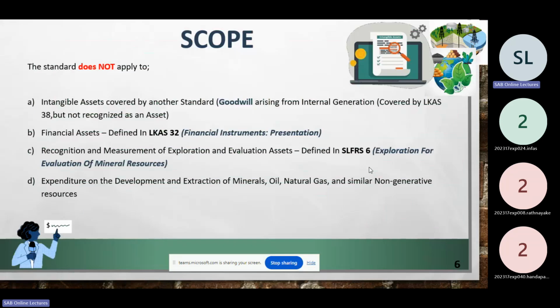Moving on to scope, the standard does not apply to intangible assets covered by other standards, such as goodwill arising from a business combination covered by LKAS 38 but not recognized as an asset. Also financial assets defined in LKAS 32, and exploration and evaluation assets defined in LKAS 6. Also expenditure on the development and extraction of minerals, oil, gas, natural gas, and similar non-regenerative resources.